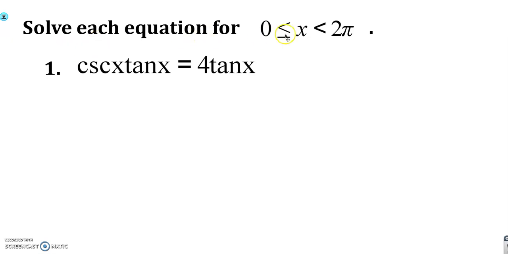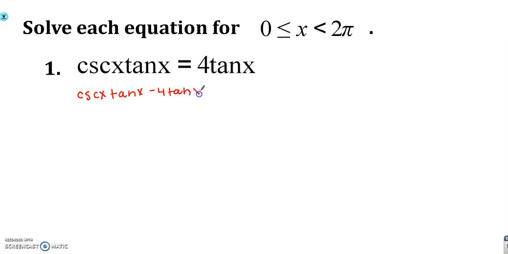Okay, so solve each equation for x between 0 and 2 pi. So we're in radians. This is one that I know I'm probably going to have to factor because I've got cosecant and tangent. I have two different trig functions. So remember, anytime you are solving by factoring, it has to equal 0.